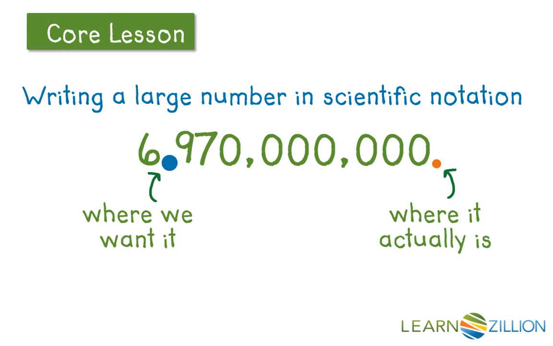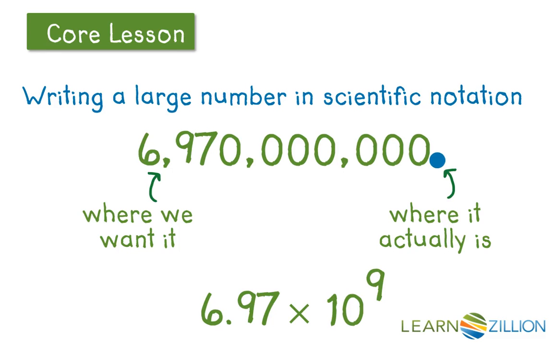But we can't just put a decimal point somewhere else. To compensate for the fact that we've moved the decimal point to make 6.97, we have to count how many places to the side from where we've put the decimal point to where it actually is. So from where we want it to where it actually is, we see 9 places to the right. That means we've multiplied by 10 to the 9th. And that's our answer: 6.97 times 10 to the 9 is how you write this original number in scientific notation.